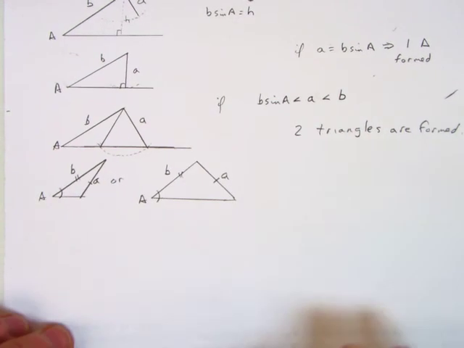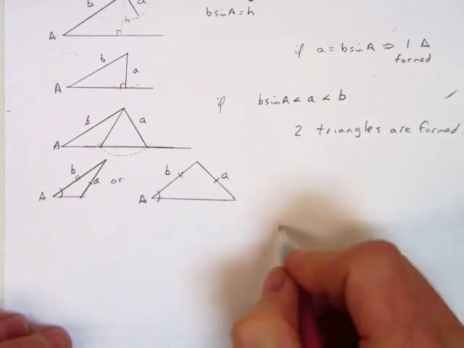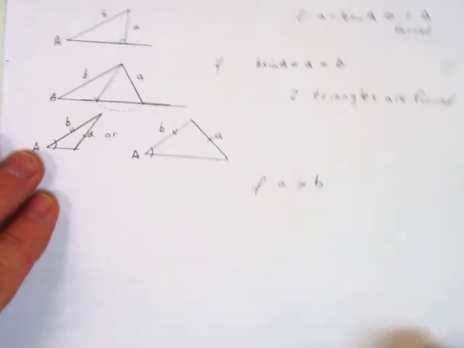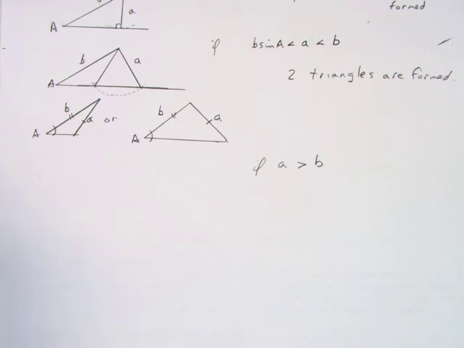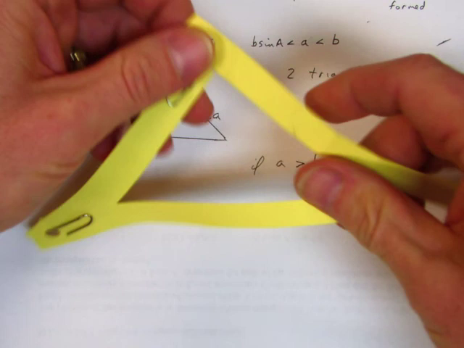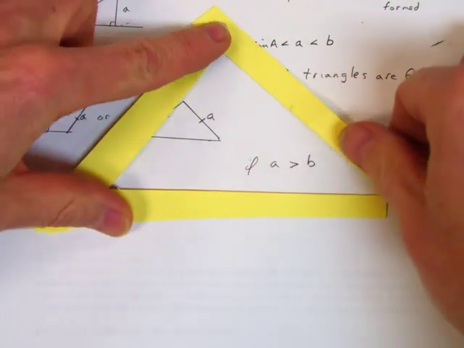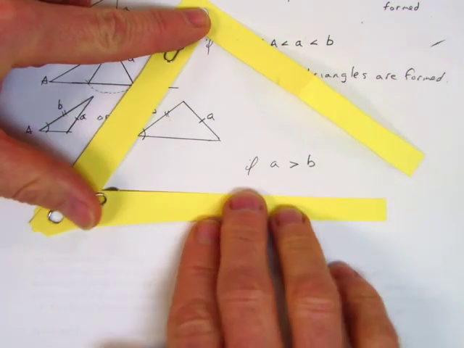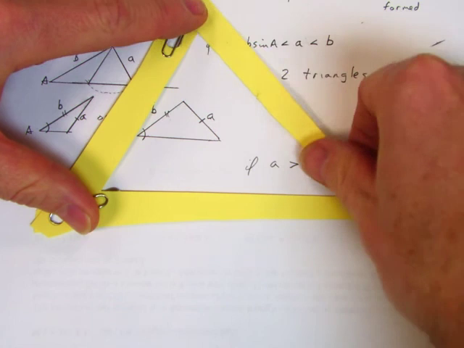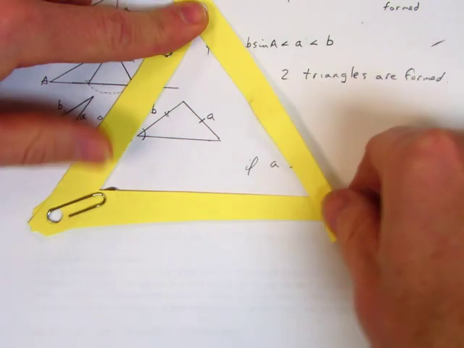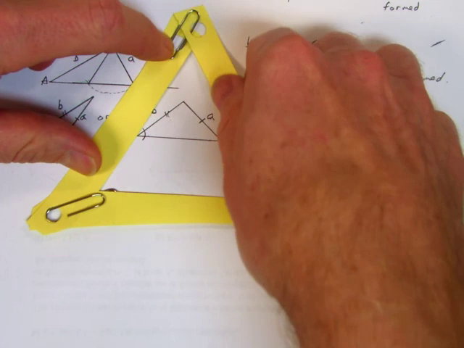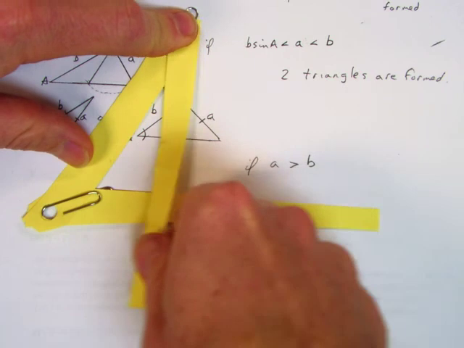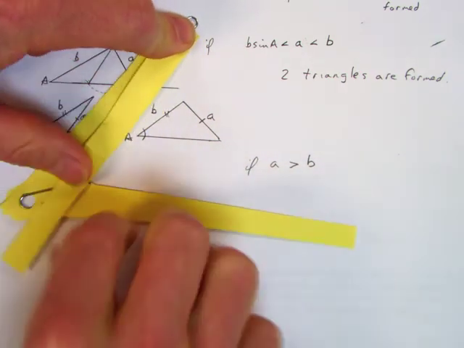Now let's look at the last situation. What if a is greater than b? Let's see what that one would look like. I need to extend this one out a little bit. So if it was greater, I can hit it here. So let's say we have one hits there. As it comes around, will it form another triangle?